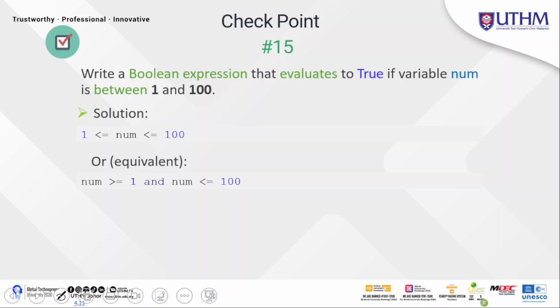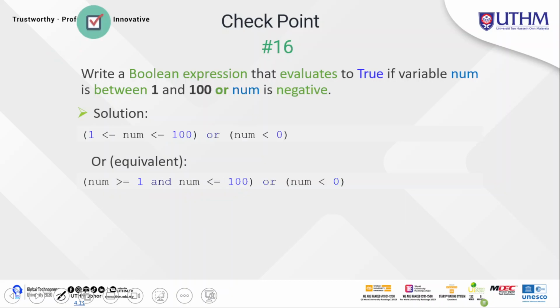Write a Boolean expression that evaluates to true if variable num is between 1 and 100. Solution: the num should be less than or equal to 100 and greater than or equal to 1, which is equivalent to number greater or equal to 1. You can separate them. This one is single, this one is separate. You can write it both ways, and both are considered correct answers.